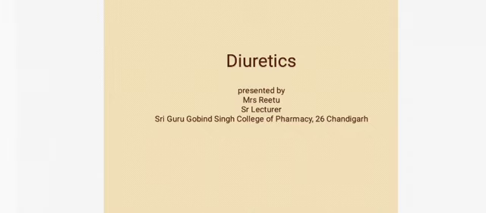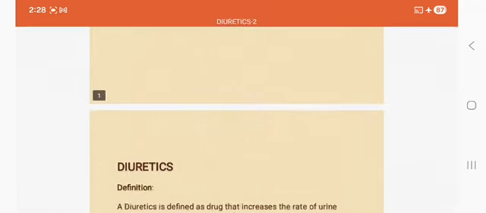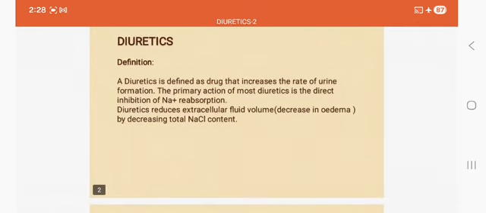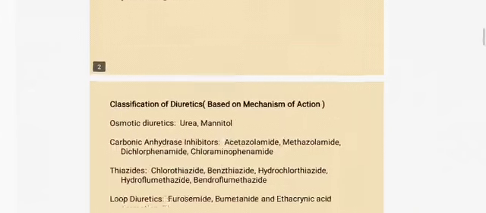Today, my topic is diuretics. Now, what is a diuretic? A diuretic is defined as a drug that increases the rate of urine formation, and the primary action of most diuretics is the direct inhibition of sodium reabsorption. Diuretics reduce extracellular fluid volume and decrease edema by decreasing the total sodium chloride content.